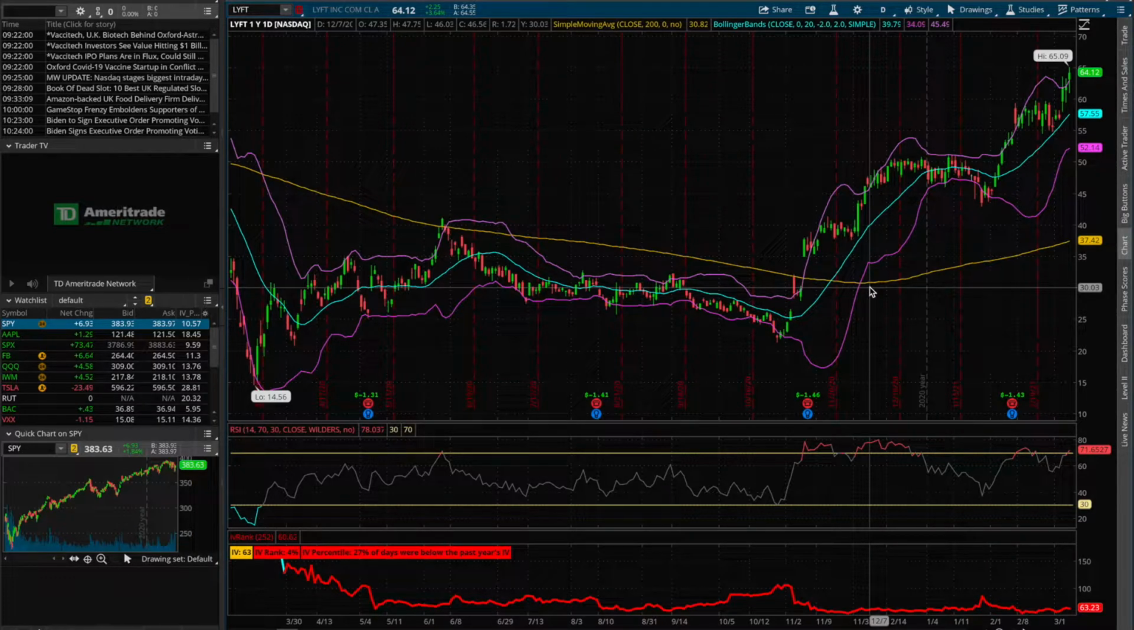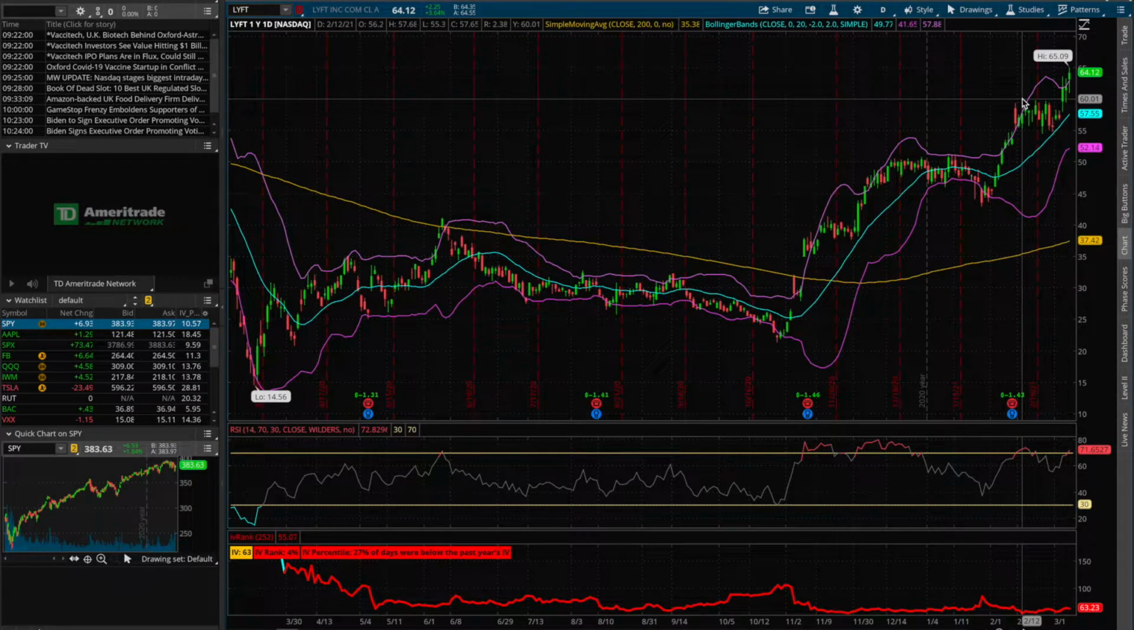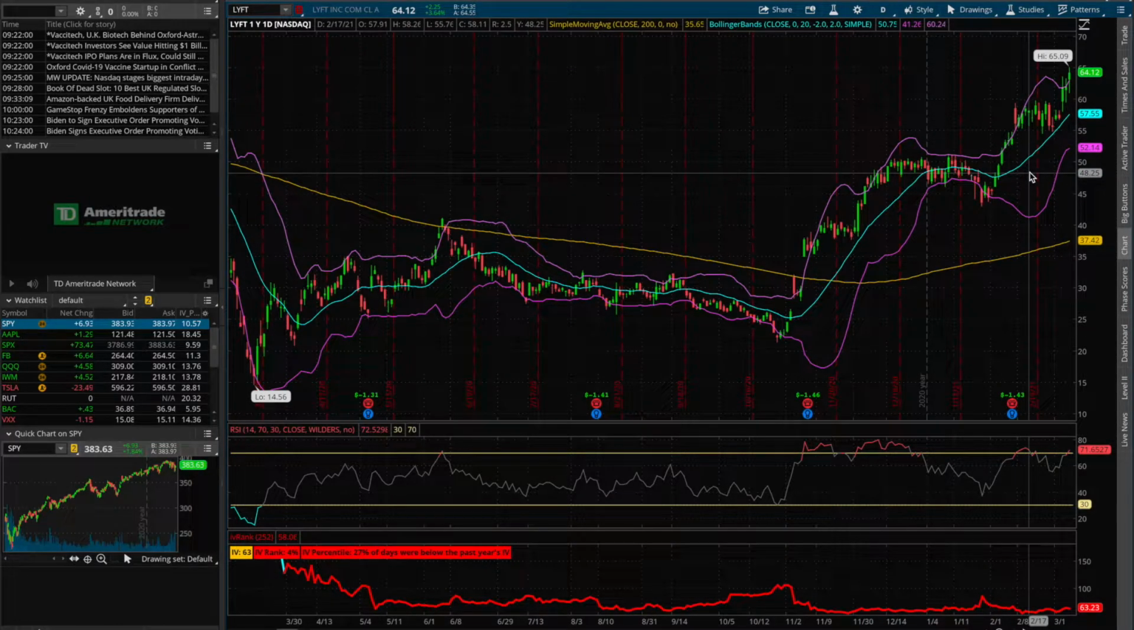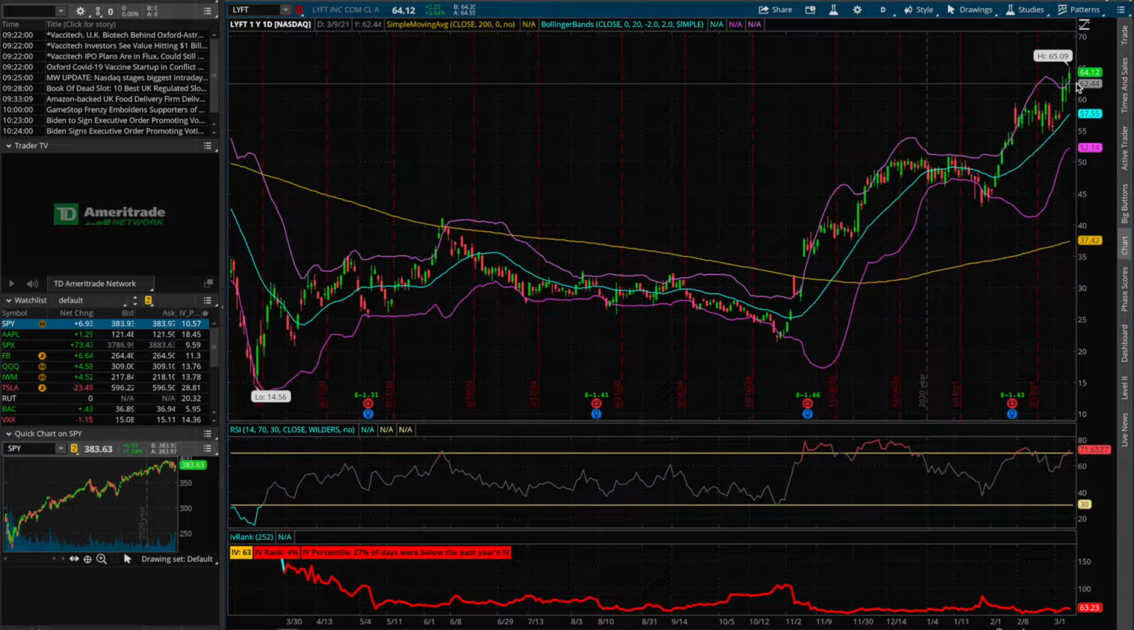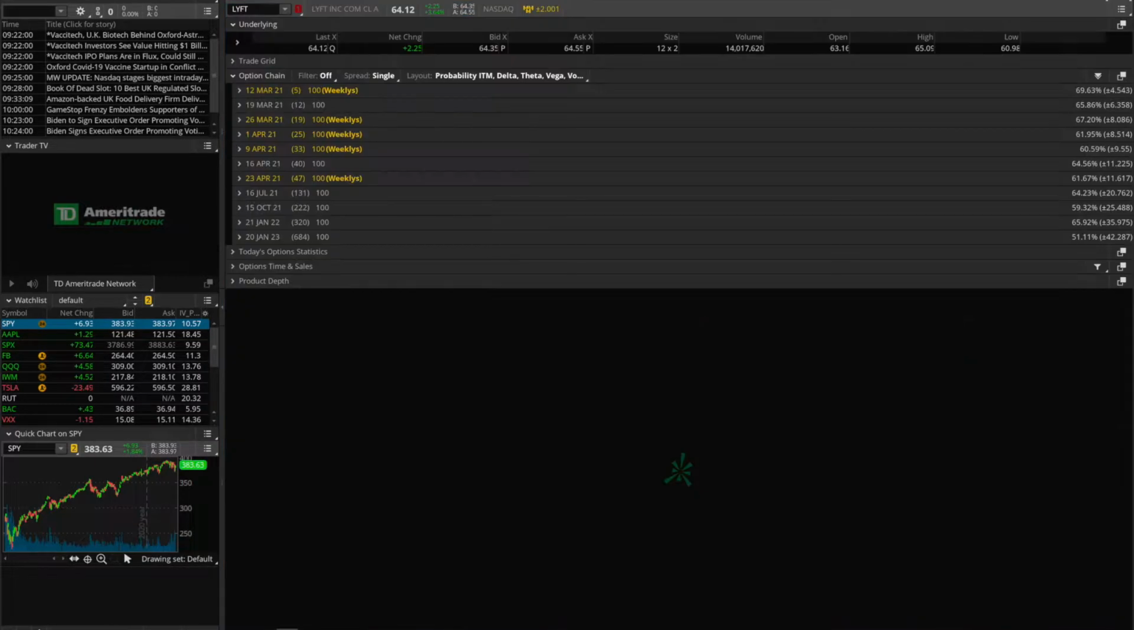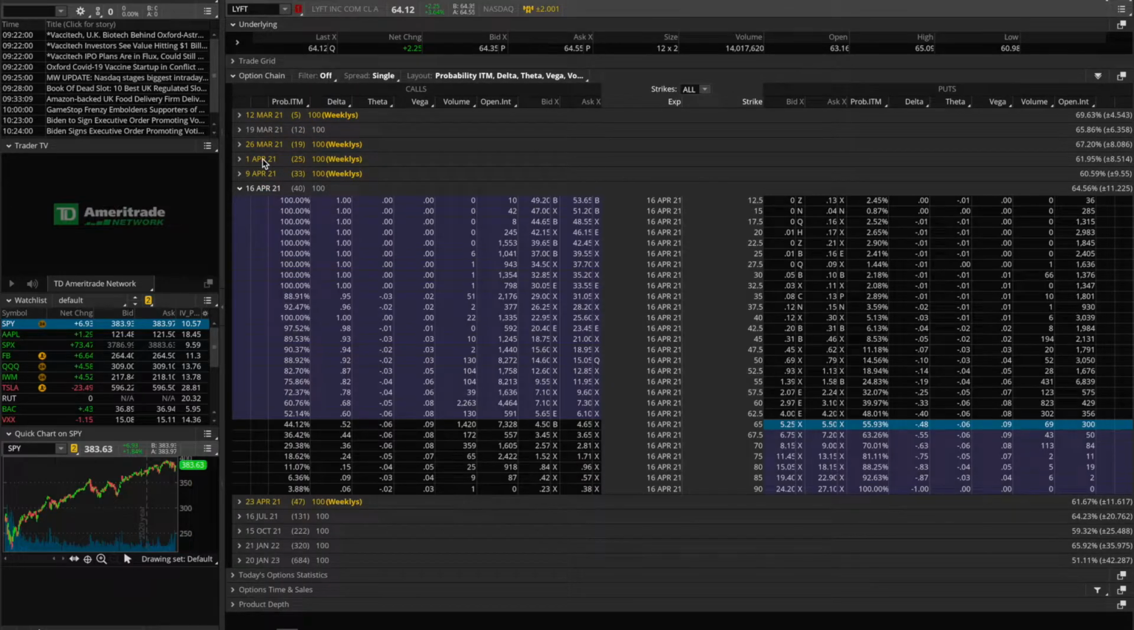So for example, if I was bullish on Lyft here, then what I could do is sell an out of the money put option with a strike price that is below where the stock is currently trading. So right now, Lyft is trading for around 64 bucks per share. And if we come over to the trade tab now, so I can see the option chain, let's take a look at the April expiration cycle.